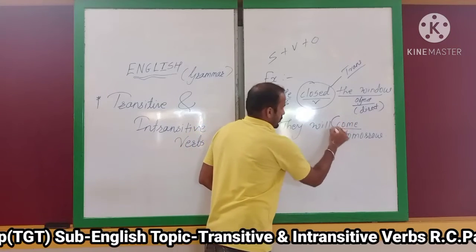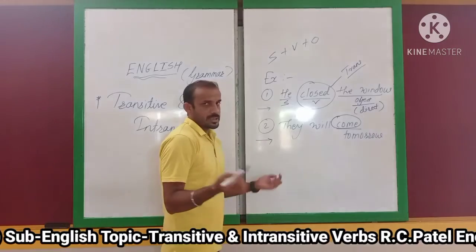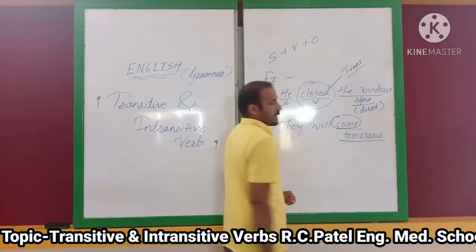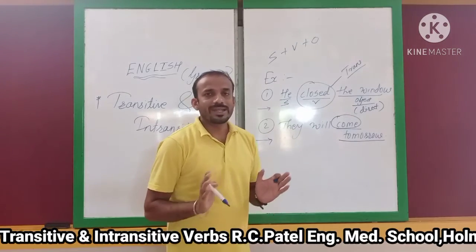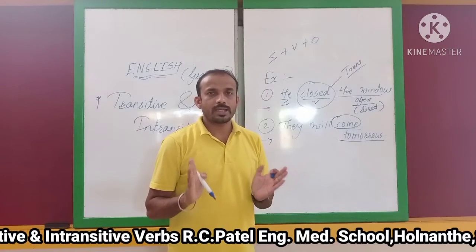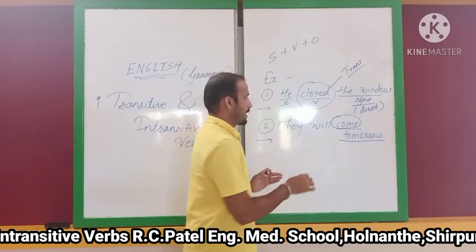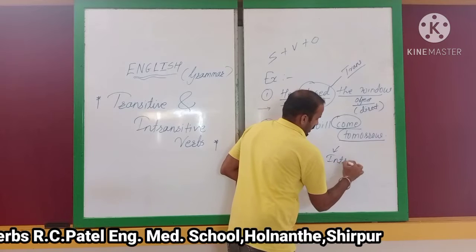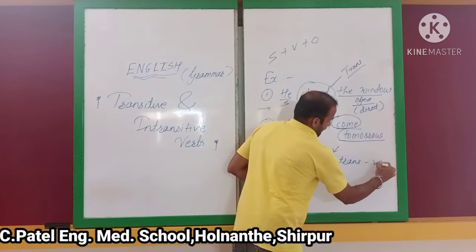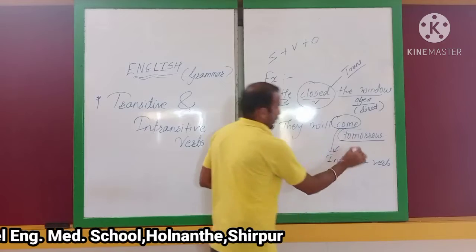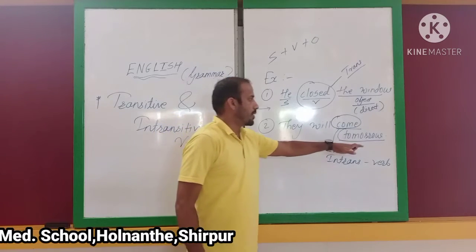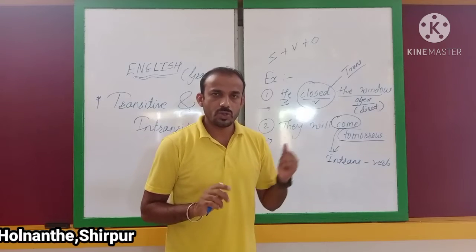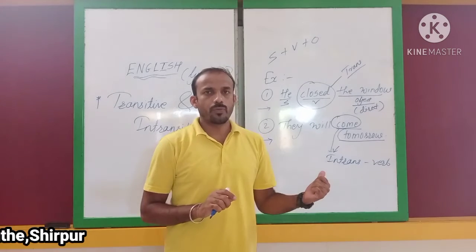So here see, come is the verb. But which one, transitive or intransitive? So here see the object tomorrow, but it is not a direct object. It is an indirect object. So here it is an intransitive verb. Why? Because see, this object tomorrow is not receiving an action, so it is an intransitive verb.